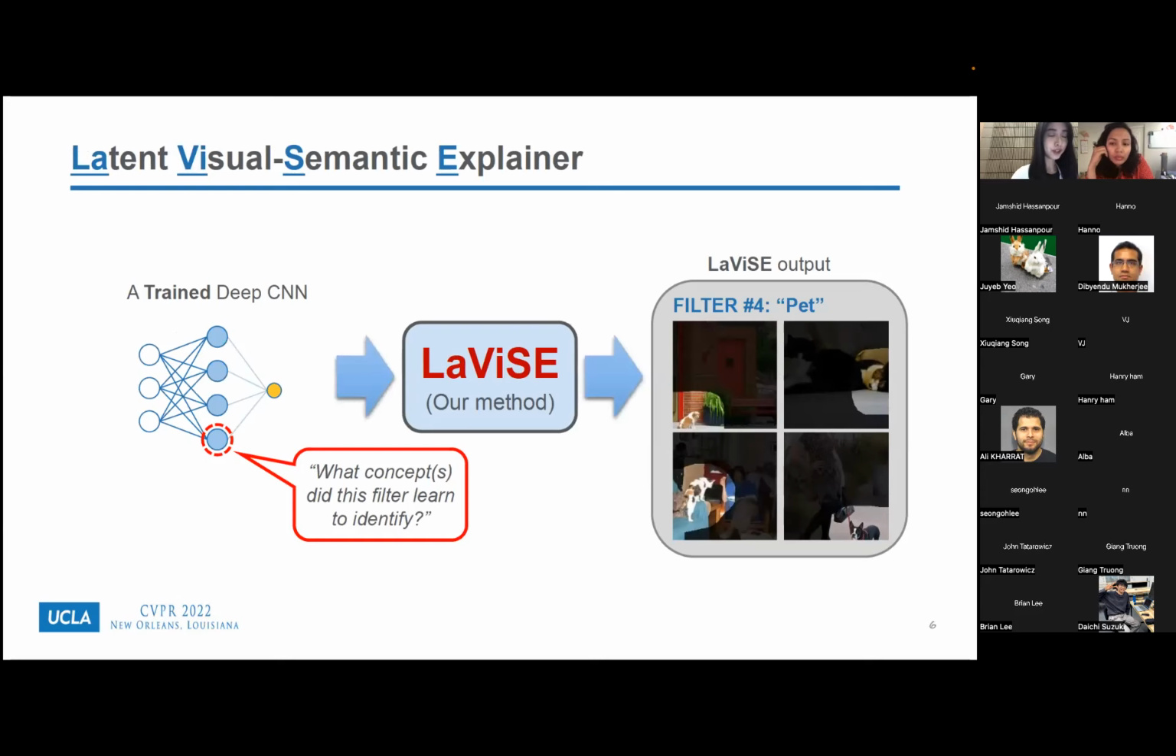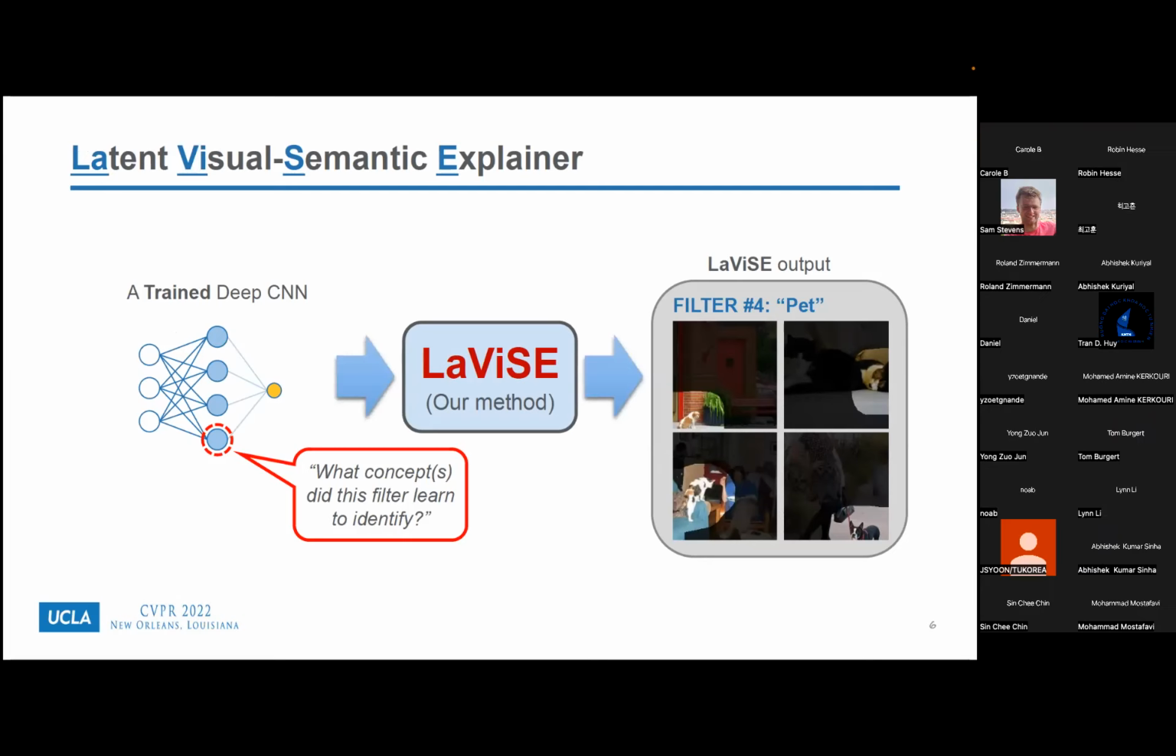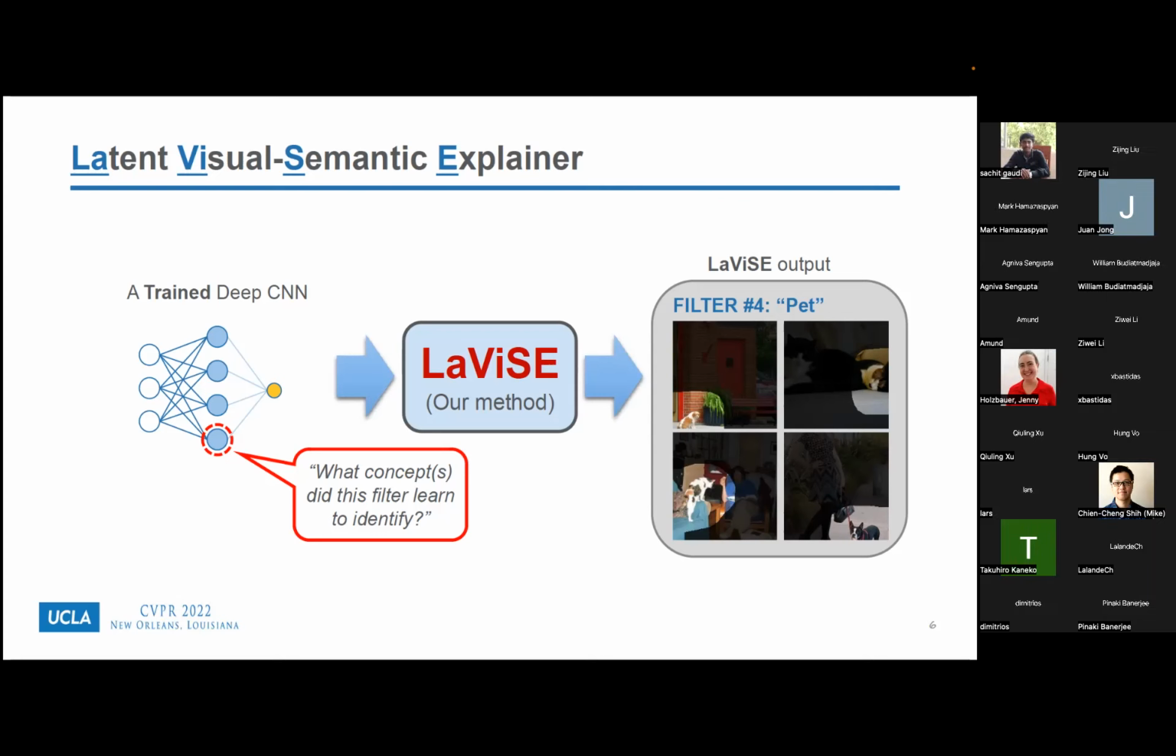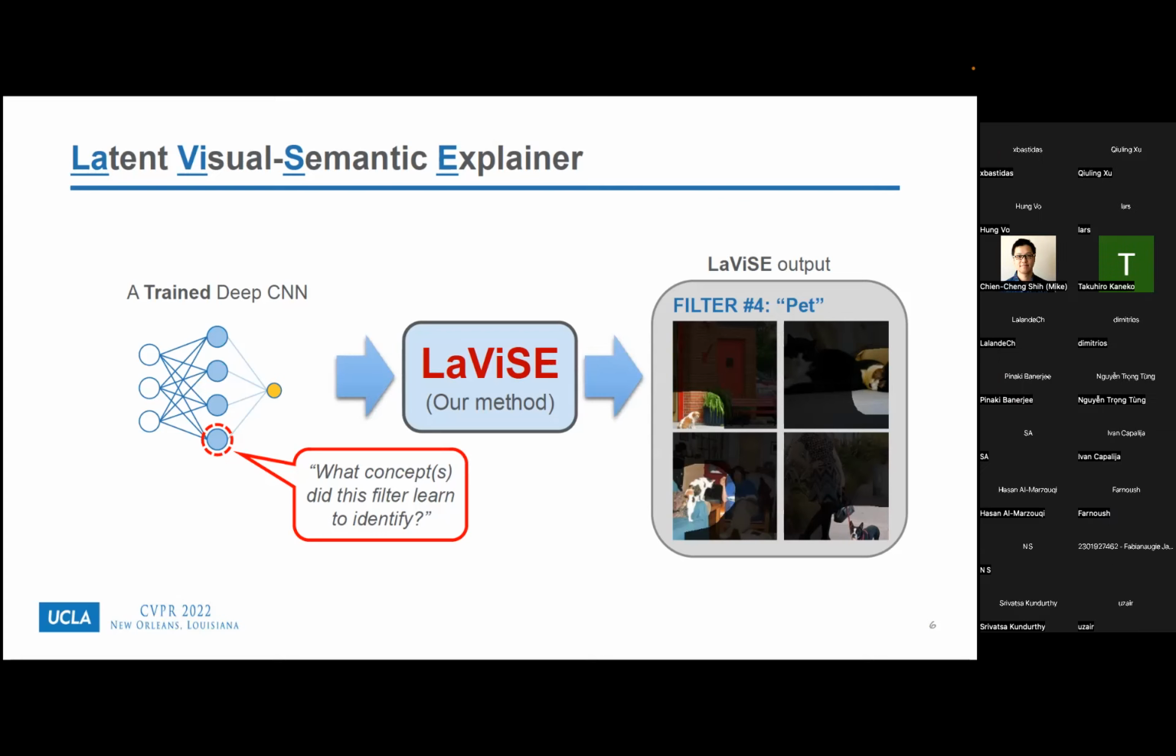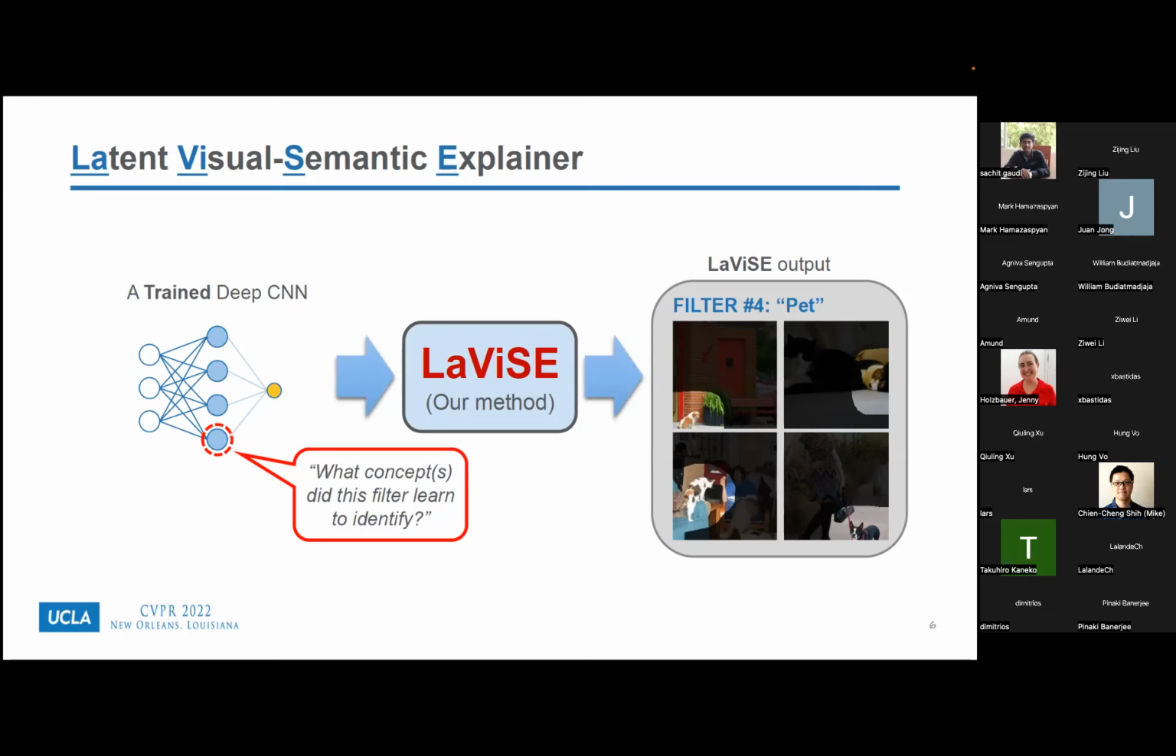So we proposed LaVice, a latent visual semantic explainer for deep convolutional neural networks. For each convolutional filter of a trained deep CNN, LaVice can provide both visualizations and semantic explanations for the feature learned by this filter.